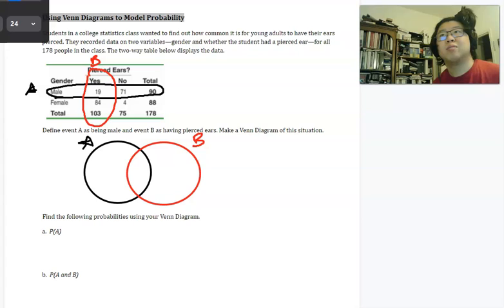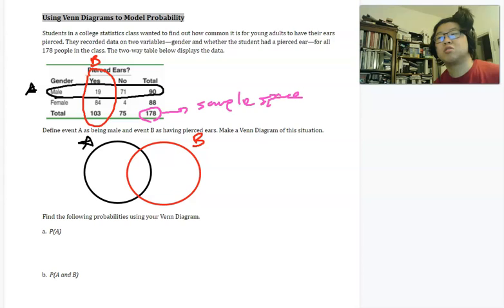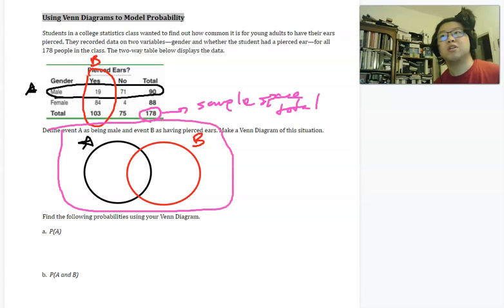And finally, before I move on any further, I'm going to use this very nice pink color to tell you that the total number of people surveyed is 178. So this is your sample space, if you recall. Sample space total, let's call it. I'm going to actually draw a pink box outside of this as well. The pink box represents 178 people, but A and B represent what are my events.